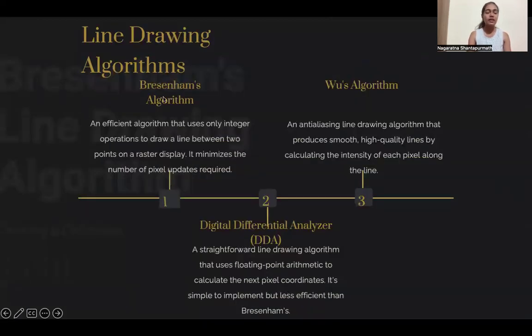The line drawing algorithms consist of Bresenham's algorithm and Wu's algorithm. Bresenham's algorithm uses integer operations to draw the line between two points on the raster display, and it minimizes the number of pixel updates required. Wu's algorithm is an anti-aliasing line drawing algorithm that produces smooth and high quality lines by calculating the intensity of each pixel along the line. The other one is DDA, the digital differential analyzer, a straightforward line drawing algorithm that uses floating point, so it is less efficient than Bresenham's algorithm.